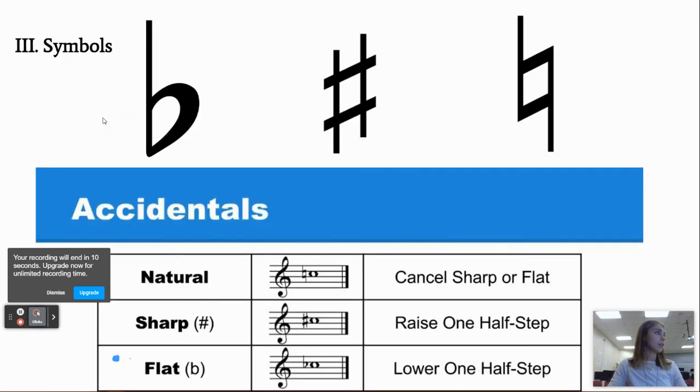And then the next thing are symbols. The next thing are symbols in music.